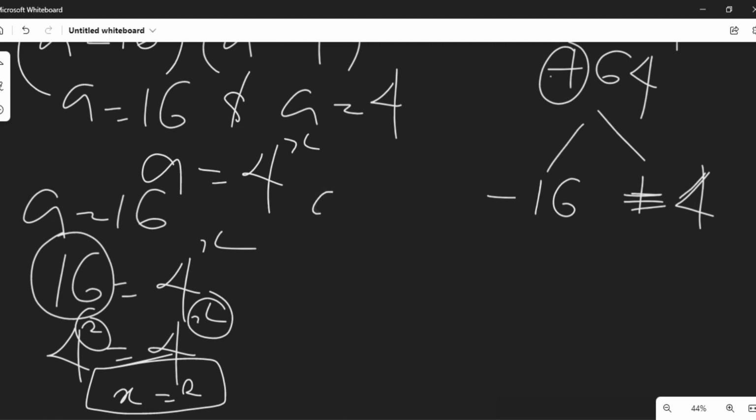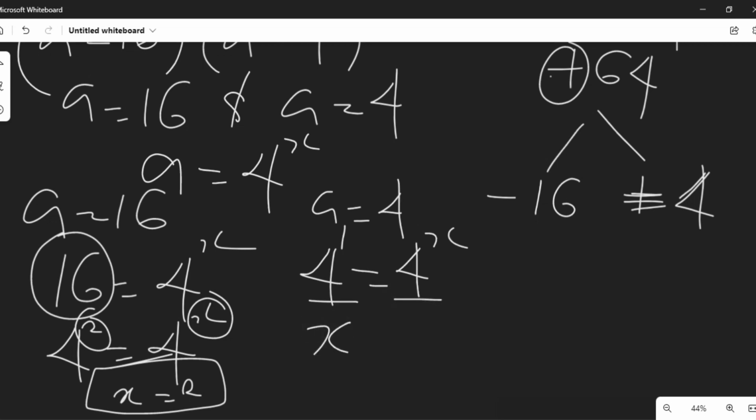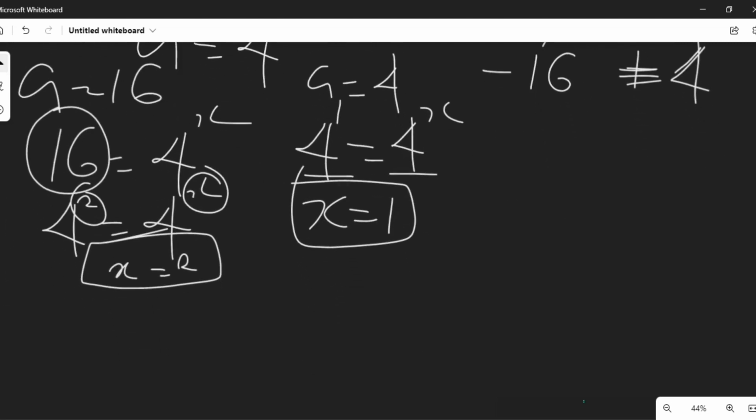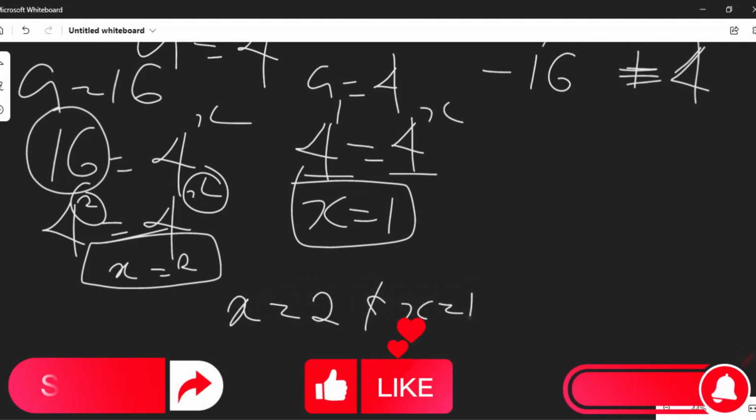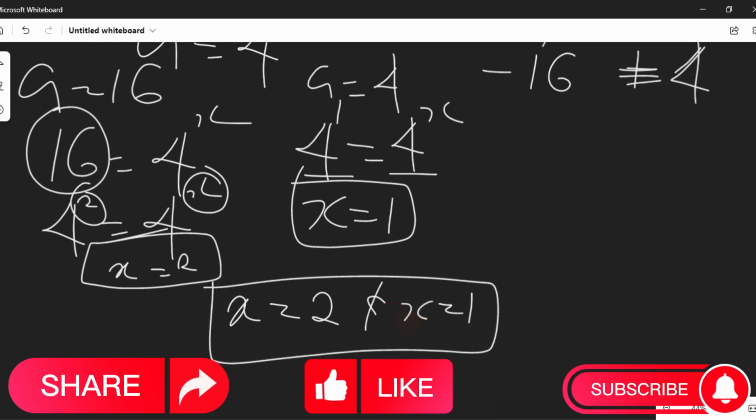And when a is equal to 4, we'll have 4 equal to 4 raised to power x, and this is equal to 4 raised to power 1. So 4 is same as 4 raised to power 1, so we have the same base. x will be equal to 1. So the solution to that equation is x equal to 2 and x equal to 1. This is the solution to that exponential equation.